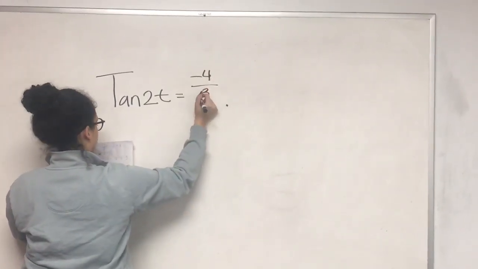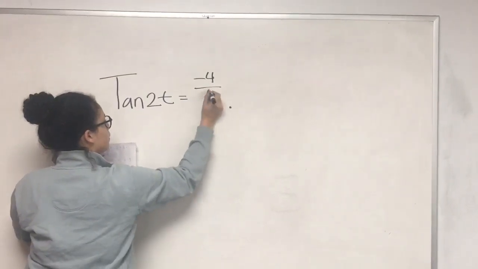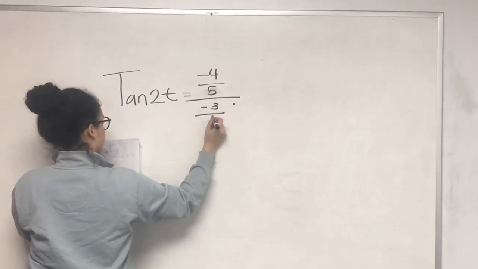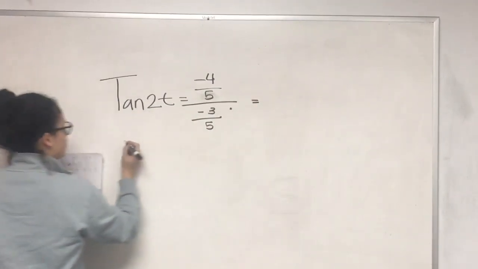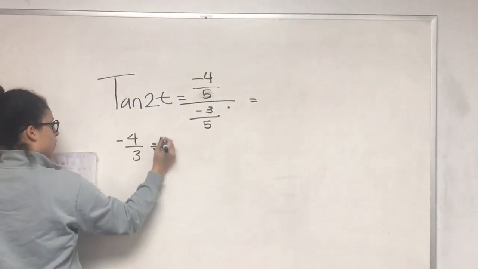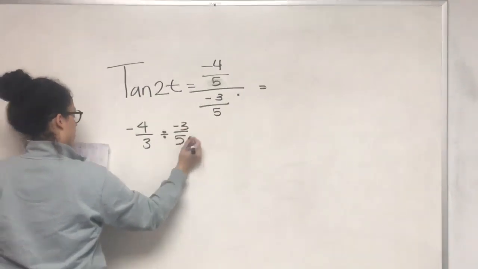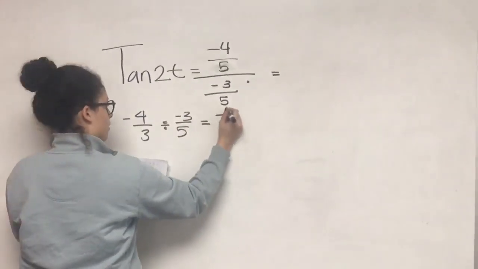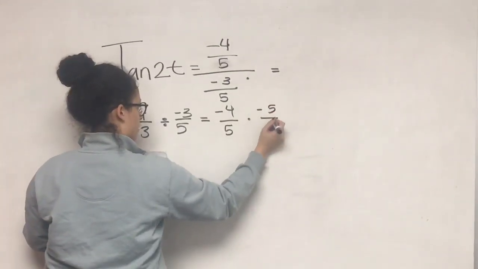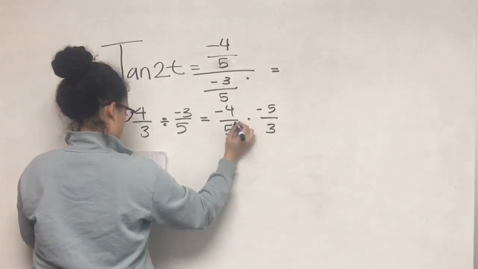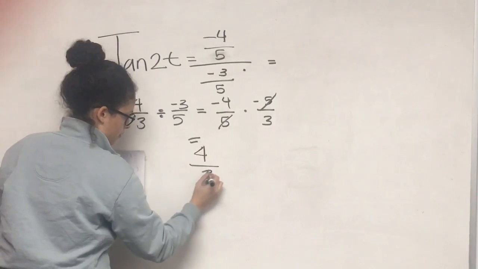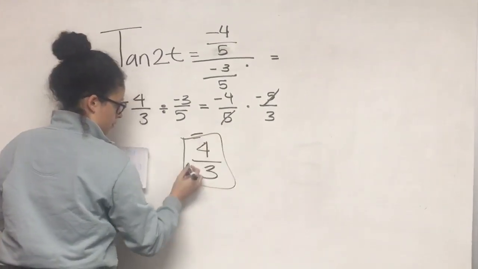Our sine 2t was negative 4 over 5, and our cosine 2t was negative 3 over 5. This turns into negative 4 over 5 divided by negative 3 over 5. To divide fractions, you simply multiply the first fraction by the reciprocal of the second fraction. Since there is a 5 in both the numerator and the denominator, they cancel each other out. A negative multiplied by a negative becomes a positive, and it gives you the same answer, 4 over 3.